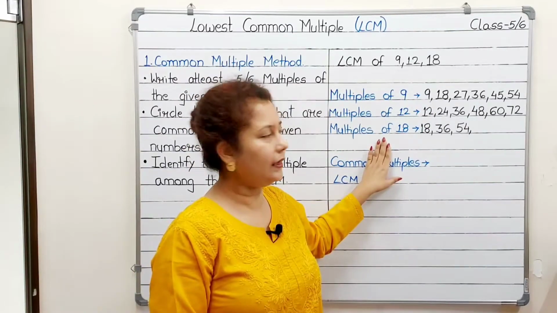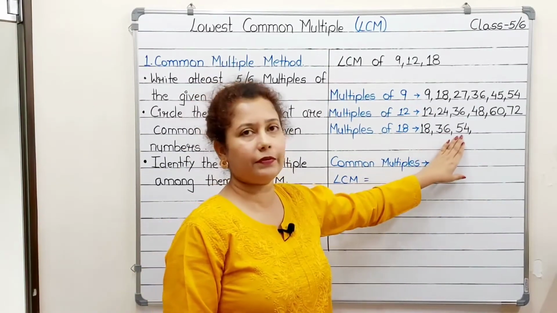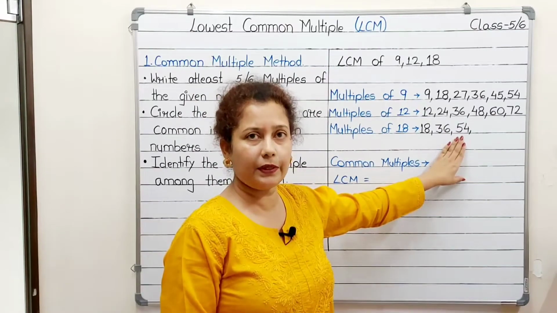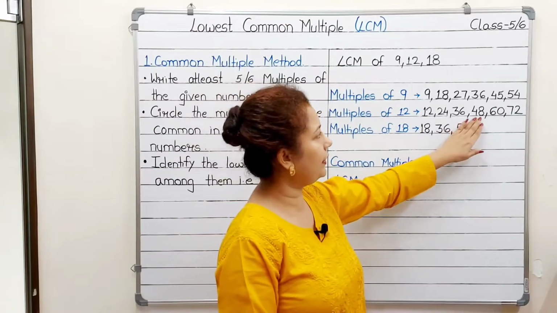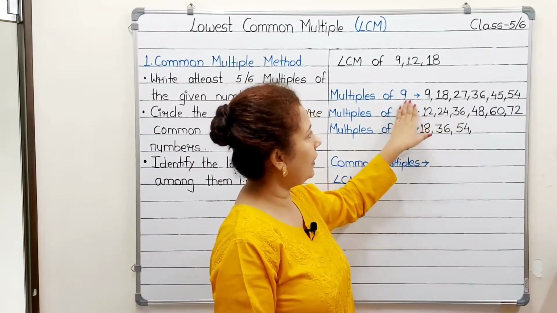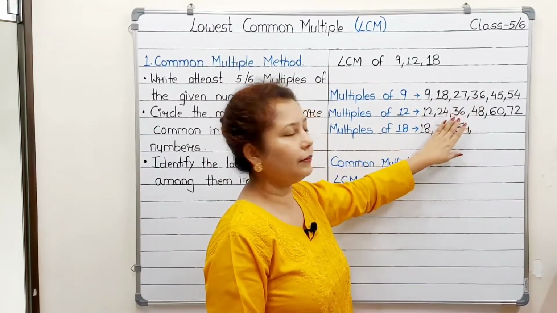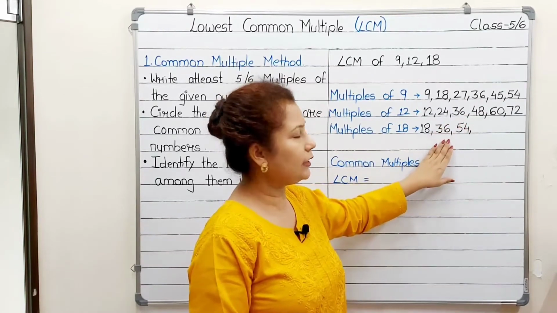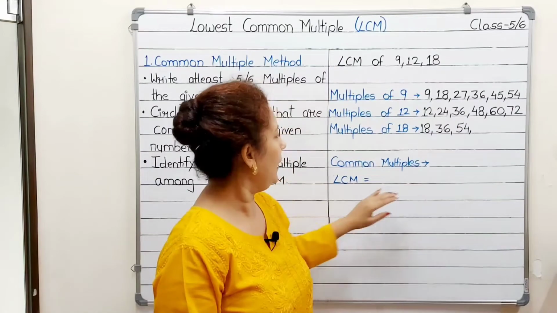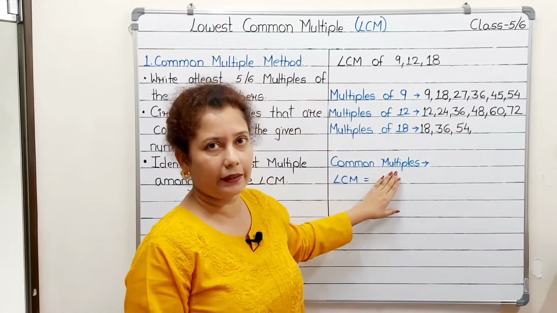Multiples of 18 are 18, 36, 54, and so on. I have stopped here because I got 36, which we have already written for 12 and for 9. In both multiples, we got 36 as a multiple, so we can stop multiplying here. Next, we will find the common multiples.